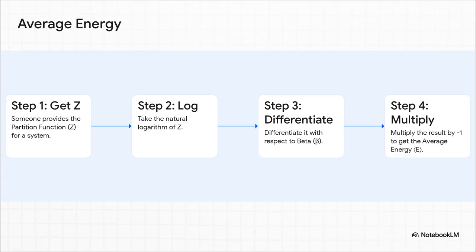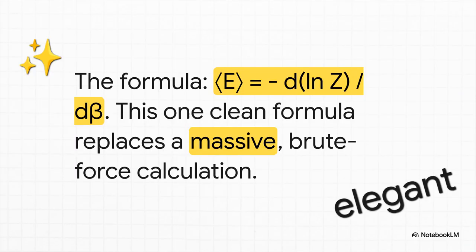Once you have Z, you just do a few things. You take its natural log, then you differentiate it with respect to a variable we call beta, which is just related to the temperature, and finally, you multiply the whole thing by -1. And boom, just like that, you get the average energy. No insane summation required. And this formula right here perfectly illustrates the power of the partition function. This one clean, simple derivative replaces a massive brute force calculation. It's an incredible piece of mathematical elegance that saves a, frankly, unbelievable amount of work.